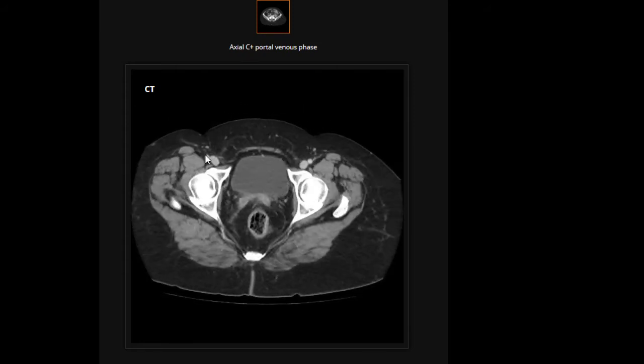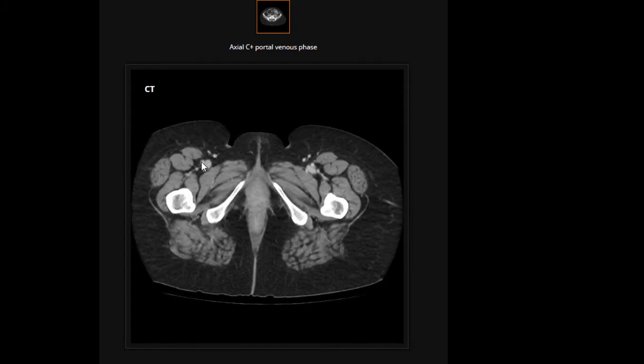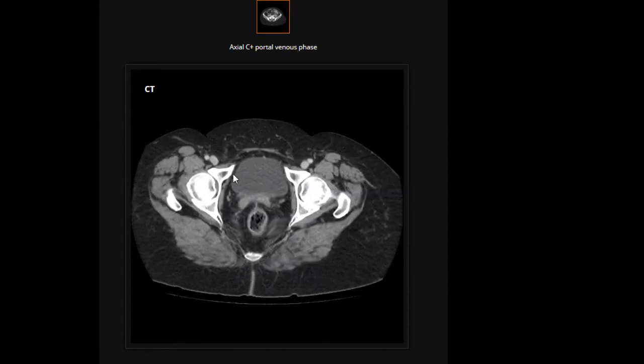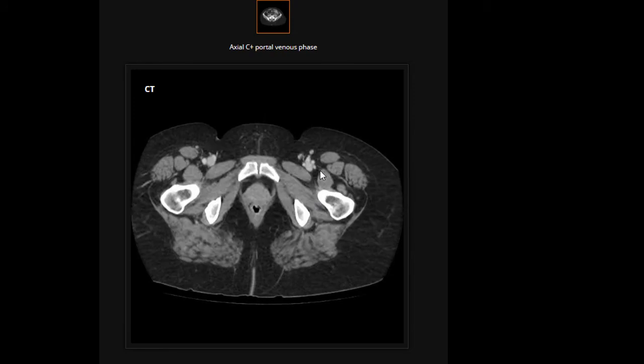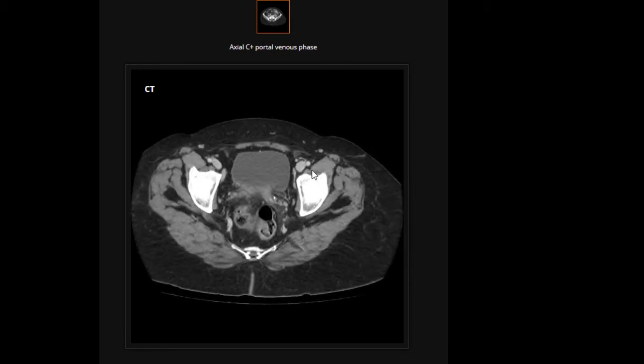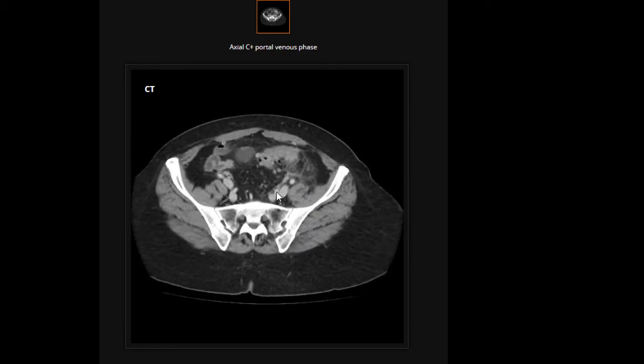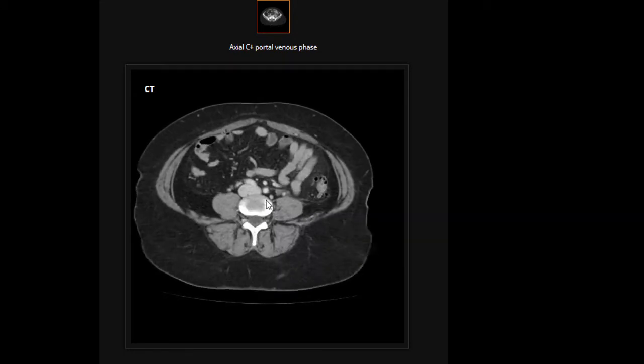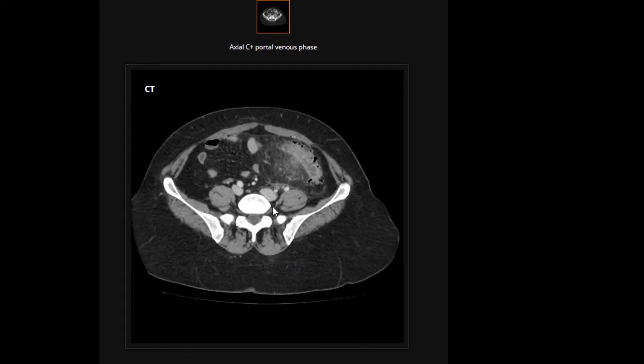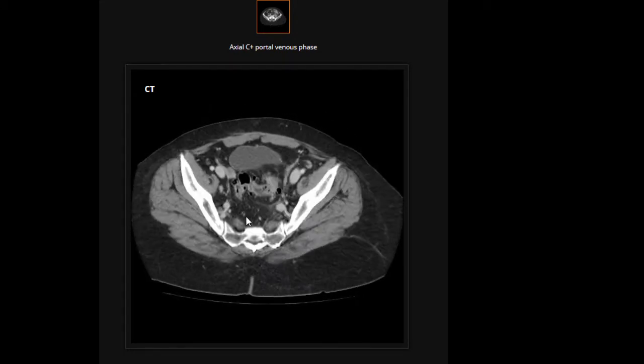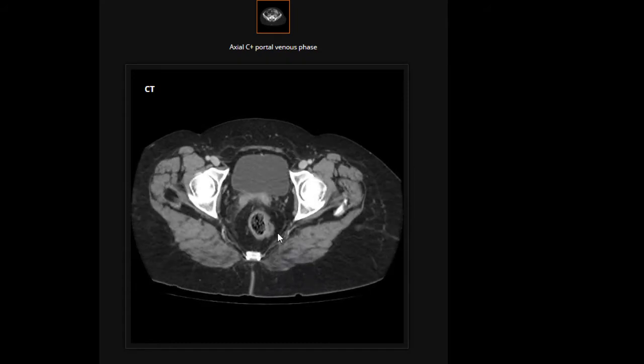We're going to follow the vessels out here, at the same time looking for any iliac chain lymphadenopathy, and there's none. We'll do the same on the other side, and the vessels look pretty good. Also, no lymphadenopathy. Look posteriorly, and we don't see any lymphadenopathy.